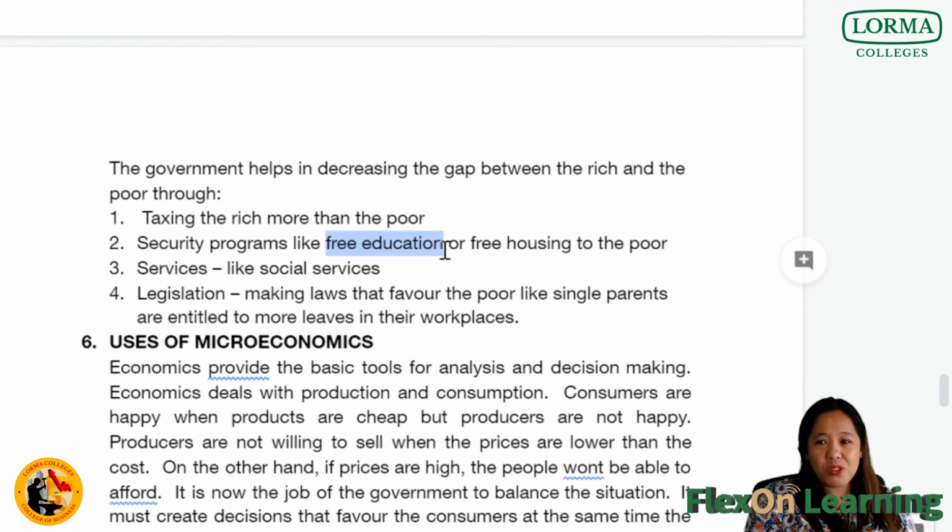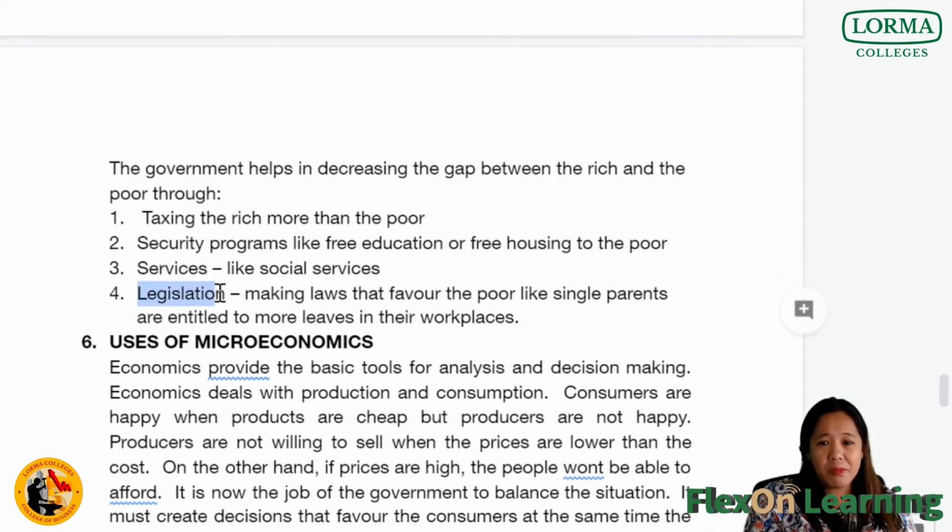So who goes to the public school? It's the poor people. Who goes to the private school? Those with money. Free housing. Okay? We don't see this much in the Philippines, but in other countries, their governments create free housing for the poor. We have also services of disability for orphaned children. We have also services for mother women and so on.